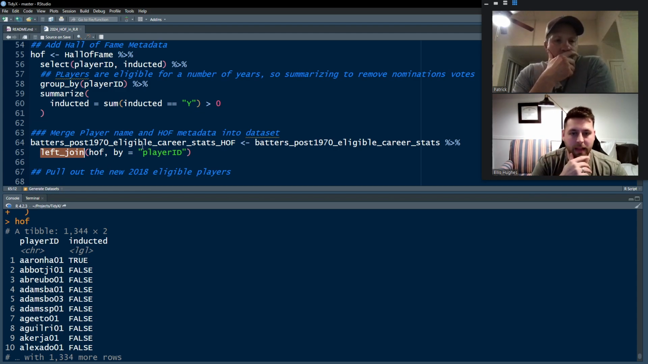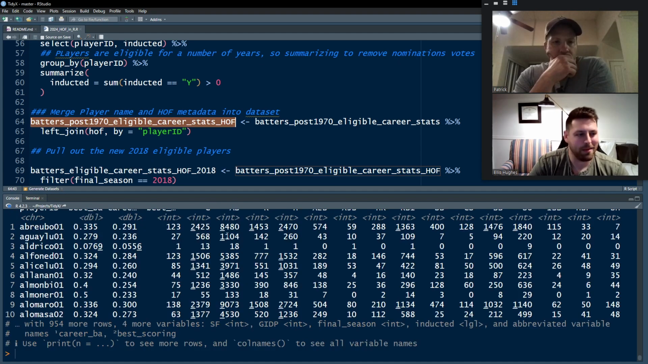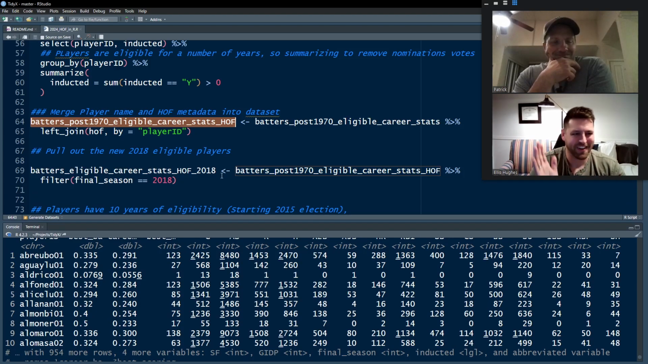And we're doing this by player ID, which Lahman does a wonderful job of making sure that key is basically in every single table that exists. So it's very nice to be joining them all together. So now we have this batters post 1970 that are eligible, career stats, and we have their Hall of Fame metadata included in there. So this is quite a long object name, but it is very descriptive, which is how you should set up your variable names as well, even if they are very long.